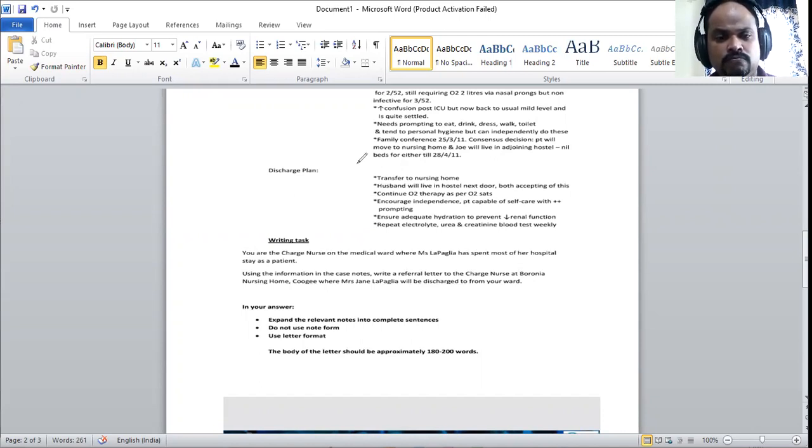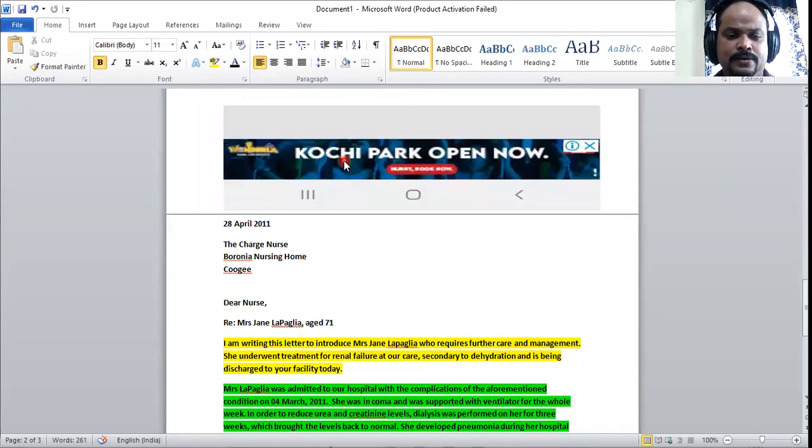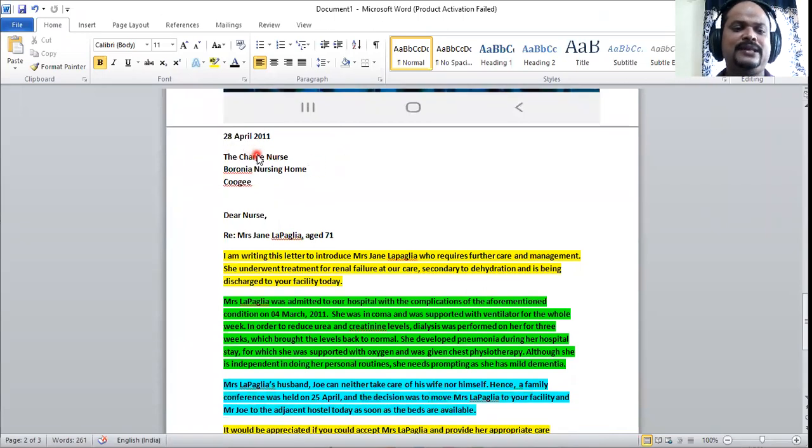Now let's see what she needs. She needs oxygen therapy continuation, independence, self-care, prompting, adequate hydration, and electrolyte, urea, creatinine tests weekly. So this is the requirement. Now let's see what is going to happen in the introduction. The date of writing is 28 April 2011. The charge nurse, Boronia Nursing Home, Hugi. Dear nurse, because I don't know the name of the nurse, write nurse.